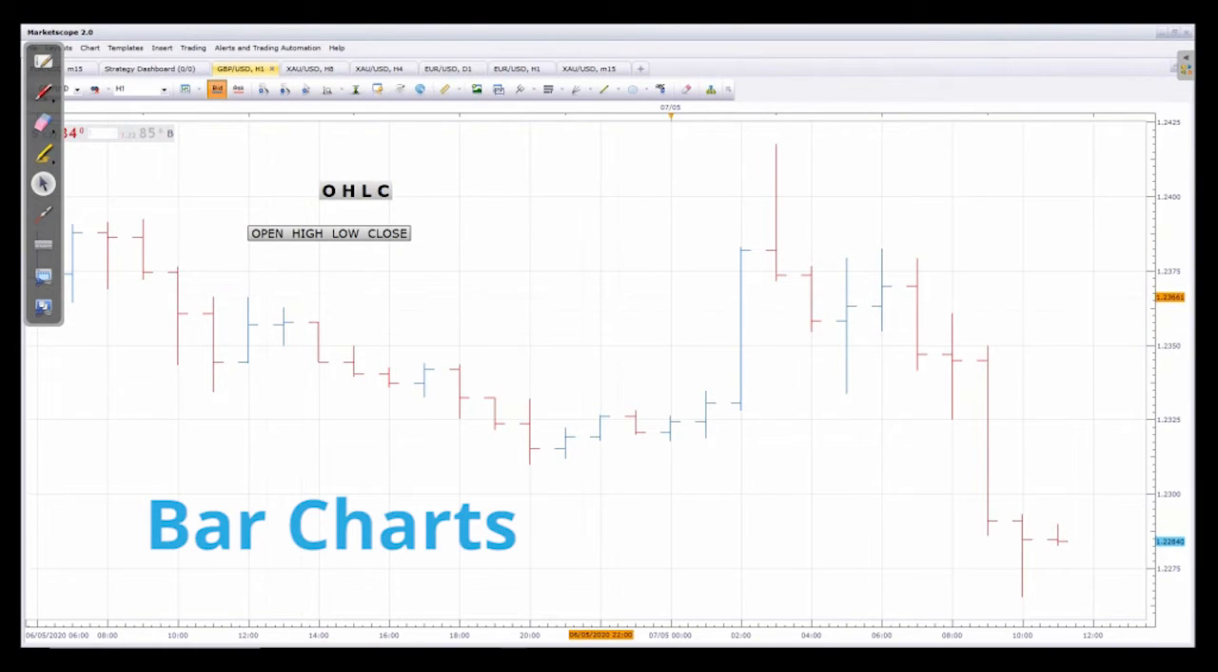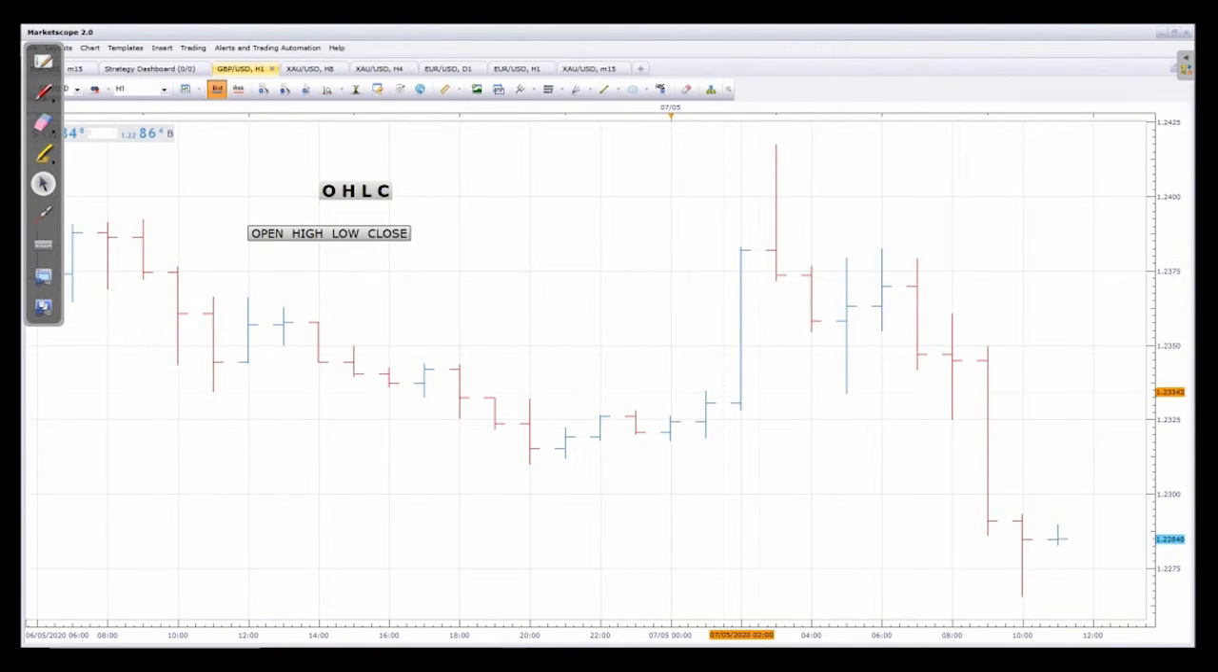Now, this chart is called a bar chart. These bars, as you can see, each represent a time. In this case, each bar is a 1-hour chart. This bar from here to here is 1 hour. So in a 1-hour bar, what it is telling us is the high, low, open, and close.